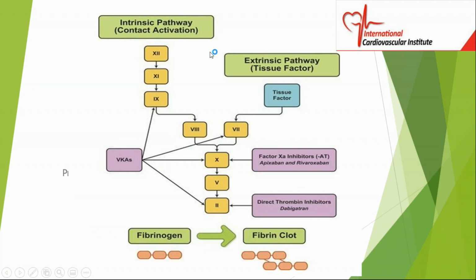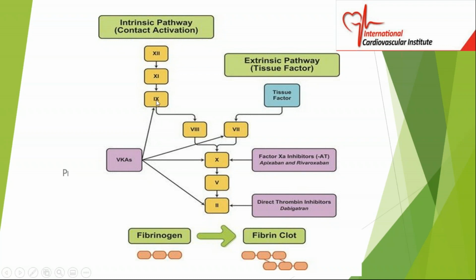So this is the clotting cascade. You have an intrinsic pathway and an extrinsic pathway. Factor 12 activates factor 11, activated factor 11. So when you have some sort of trauma and there's contact activation, then you're going to activate factor 12, factor 11.